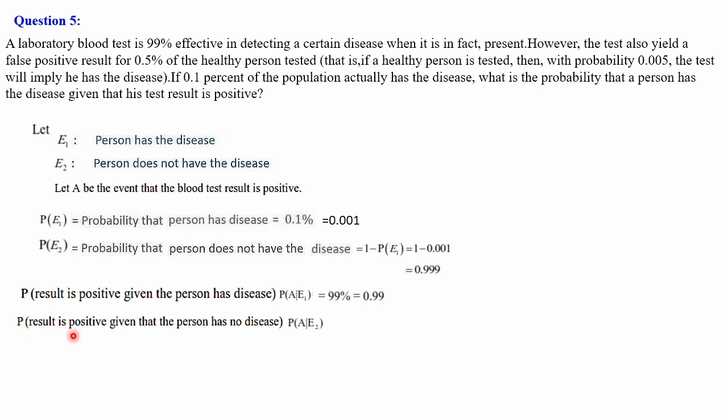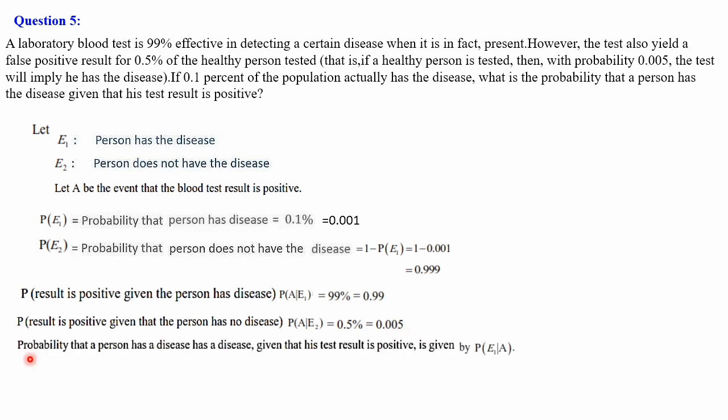Next is the probability of the result being positive given that the person has no disease. That is faulty. A given E2. Probability of the result being positive, that is A, given that the person has no disease, that is E2. So P of A given E2 is 0.5%, that is 0.005.